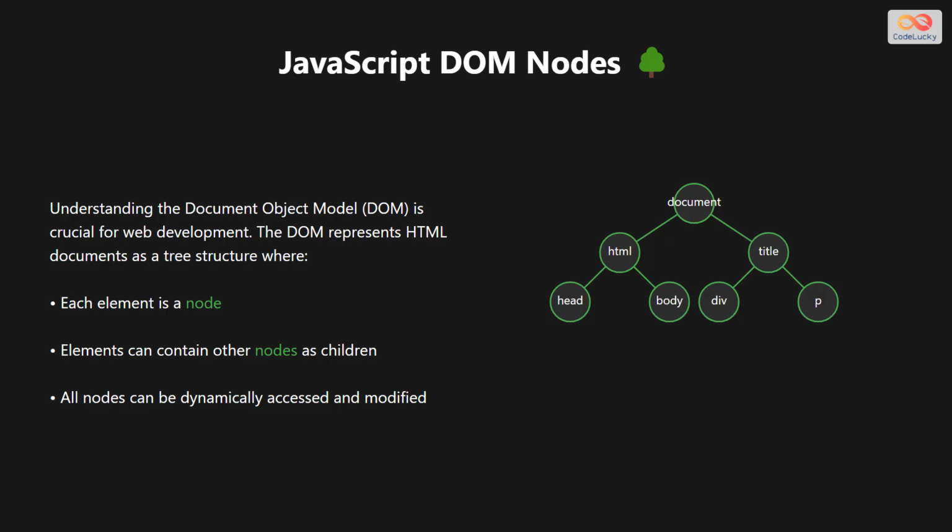Understanding the Document Object Model, or DOM, is very important for web development. The DOM represents HTML documents as a tree structure. Each element in the document is a node. Elements can contain other nodes as their children. All of these nodes can be dynamically accessed and modified using JavaScript.